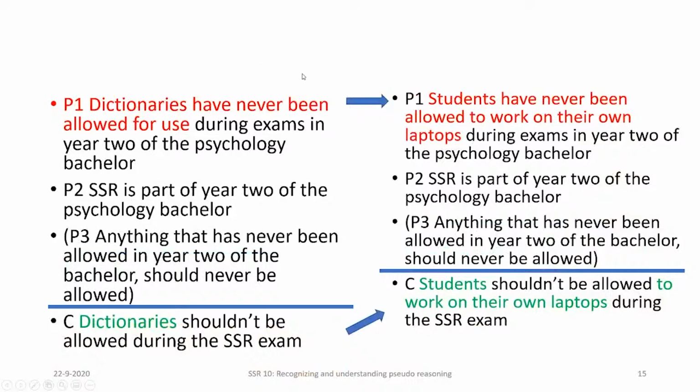That's easier. So I could give a counterexample, right? So we move from dictionaries to being allowed to work on laptops. Students have never been allowed to work on their own laptops during exams in year 2 of the psychology bachelor. SSR is, so the rest is the same. So we would have to conclude, assuming P3 is true, that students shouldn't be allowed to work on their laptops during the SSR exam, which just shows that P3 wouldn't be true in all cases at all times, right? So that's what I was trying to show.